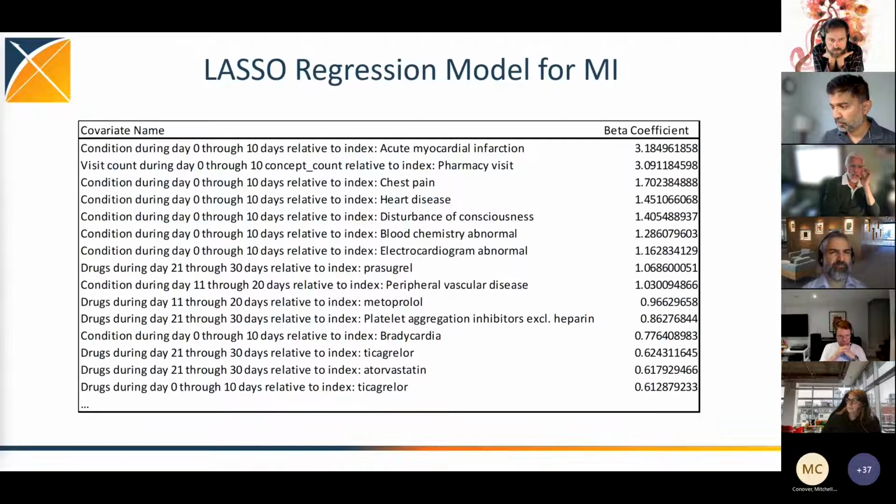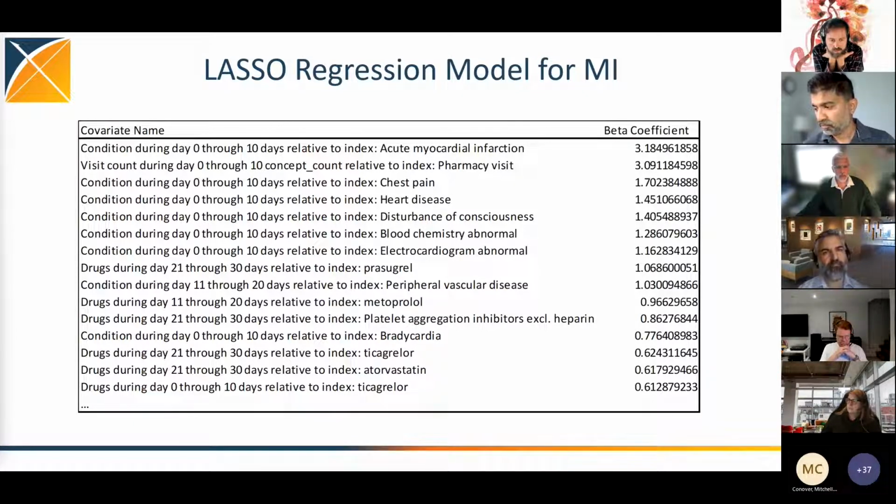Here's an example of the model that came out from a LASSO regression for MI. And some of the things that you see in here are, so myocardial infarction is one of the best predictors, and this is the beta coefficient from the model. Pharmacy visits are a good predictor, chest pain, prior heart disease.